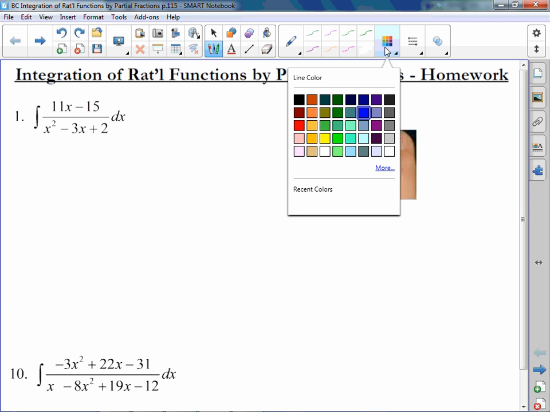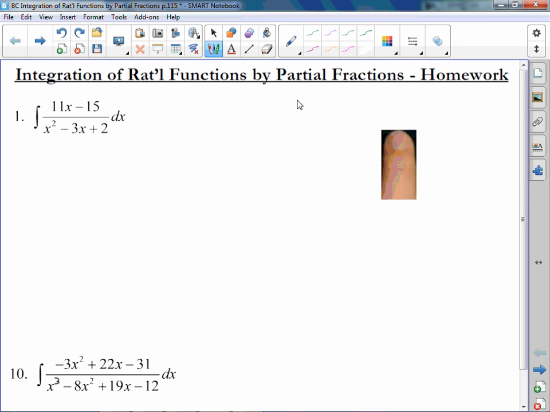I am missing something on my page, hang tight for a second. Let me change number 10. Put a little 3 on here. There we go. My x cubed didn't make it over.